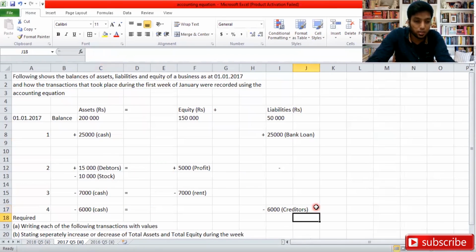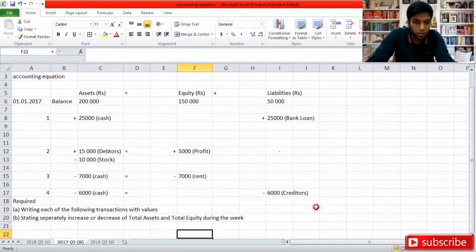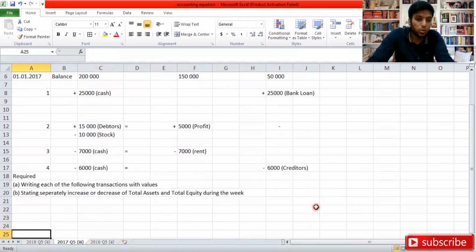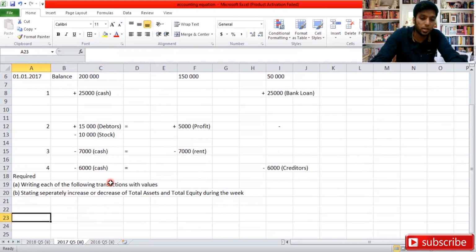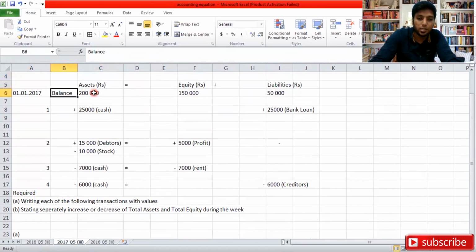So let's make it a bit smaller to see. Okay, zoomed out. Then we have: write each of the following transactions with values. Now writing is not that hard. It's just to interpret what they have requested. Now, first adjustment: you are seeing that 25,000 cash is coming inside the business under the asset column. So cash is coming, and also you have taken a bank loan worth 25,000. So because of the bank loan, you have taken cash into the business.